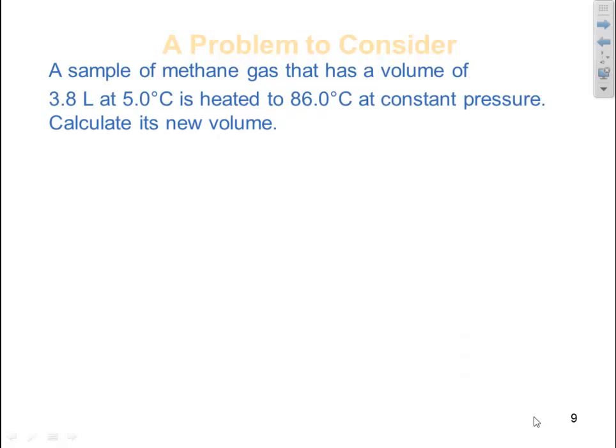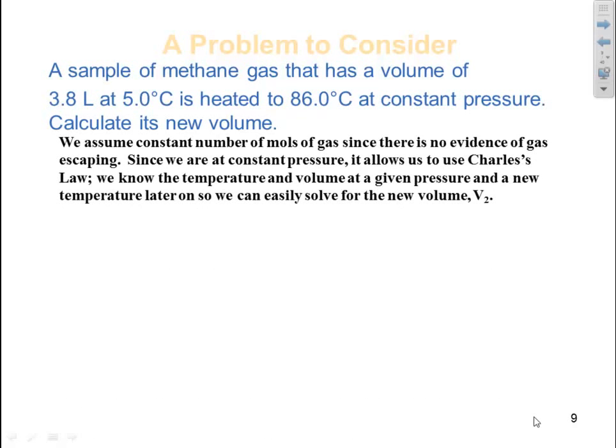Let's look at an example. A sample of methane gas has a volume of 3.8 liters at 5.0 degrees C. It is heated to 86.0 degrees C at constant pressure. Calculate the new volume. We assume constant number of moles of gas since there is no evidence of gas escaping. Since we are at constant pressure, it allows us to use Charles's law. We know the temperature and volume at a given pressure and a new temperature later on, so we can easily solve for the new volume.